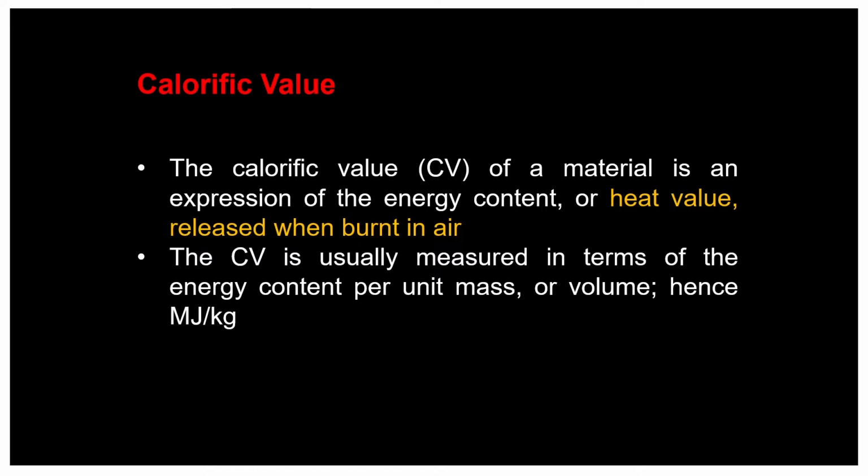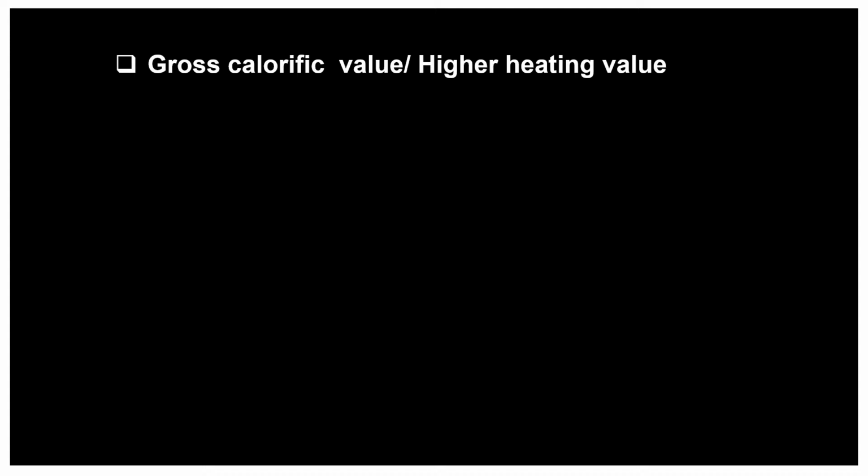So there are two types of calorific value as far as our part is concerned. One is gross calorific value, or higher heating value, and the other is net calorific value, or lower heating value. Gross calorific value, as we already mentioned, is the amount of heat energy released when a material is burned. You know that when a material, especially a biomass material, is burned, that material definitely contains some amount of moisture, right?